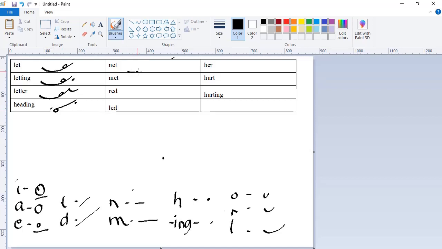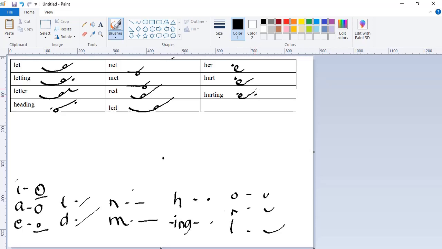Net. We have N, E, T. Net. Met. We have M, E, T. Met. Red. We have R, E, D. Red. Led. We have L, E, D. Led. Her. We have E, R. And then we have H. Hurt. We have E, R, T. And then your H. Hurting. Nandyan na yung hurt. Now, all you need to do is add yung inyong ing.